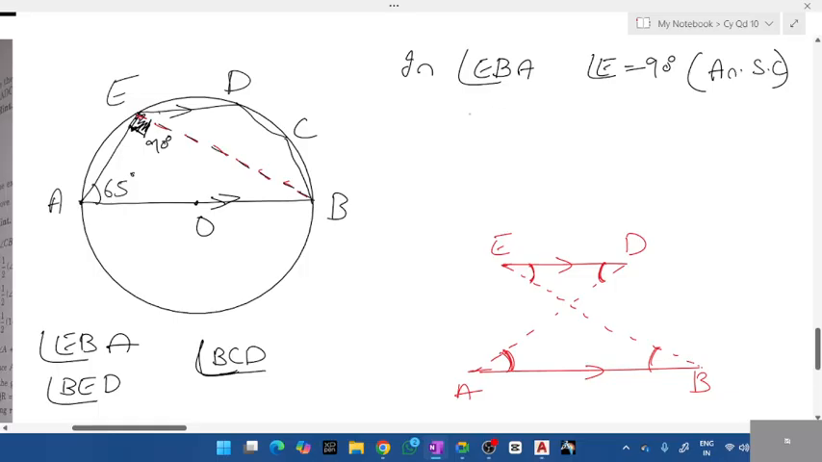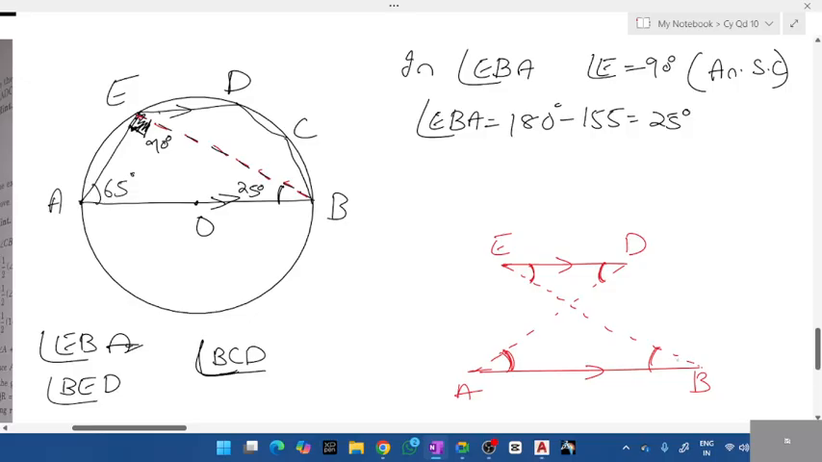90 degrees. Then apply the sum of interior angles. What will be angle EBA? 180 minus 155, 25 degrees. Till here, all of you have completed? Next, second question, students.